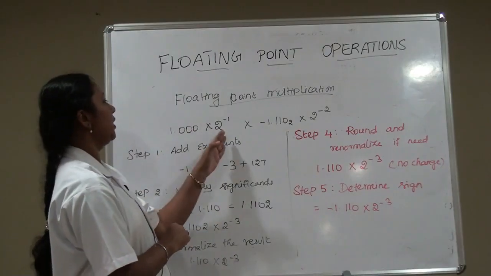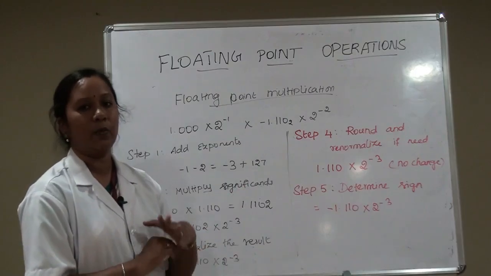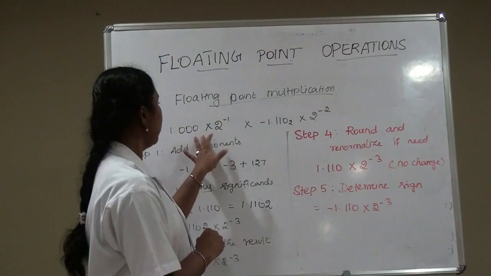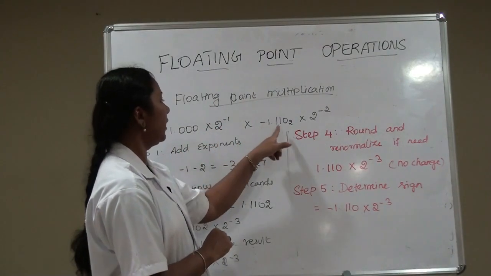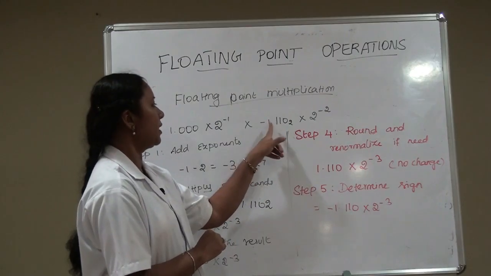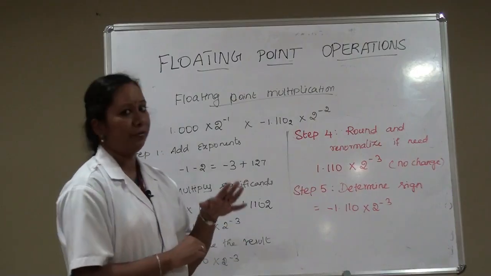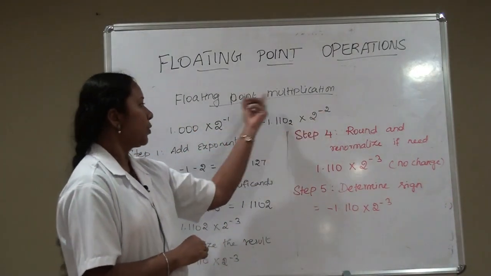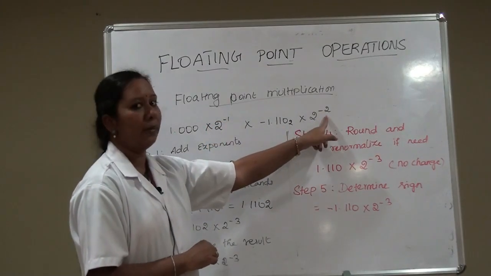This is the question given here. It is a multiplication of floating point representations of binary numbers. My question is 1.000 times 2 power minus 1, which is to be multiplied with a negative binary number, minus 1.110 times 2 power minus 2. If I check here, the two exponents are different: minus 1 and minus 2.